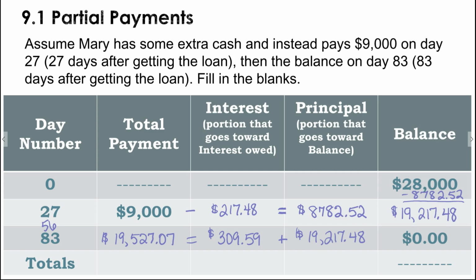Now, a couple of interesting things here is just how much did we pay off. So on this loan, here's our total payments that we made, $28,527.07. The total amount of interest we paid was $527.07, which would make sense because our original principal amount was $28,000. So that's just kind of showing how those numbers work out. And it's good to verify that.